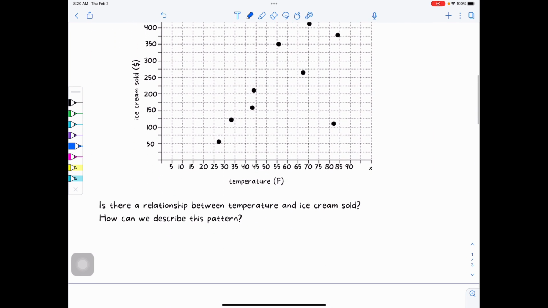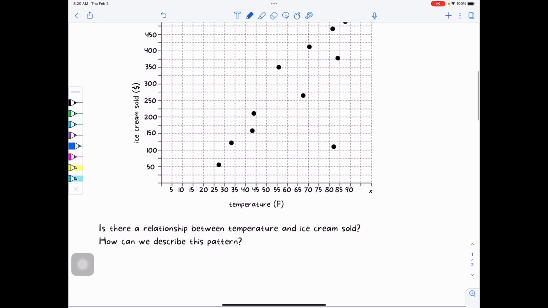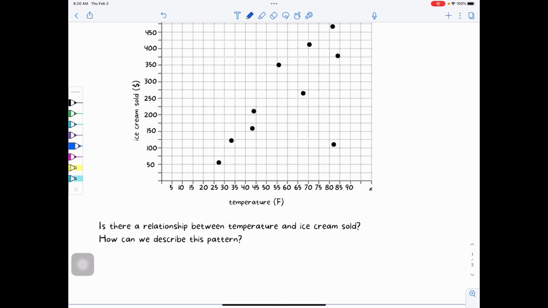So what I'd like you to do is pause the video for just a minute and answer the question that you see underneath the graph. Is there a relationship between temperature and ice cream sold, and how can we describe this pattern? So at this time, pause the video and try the question, and then resume the video when you're ready to check.